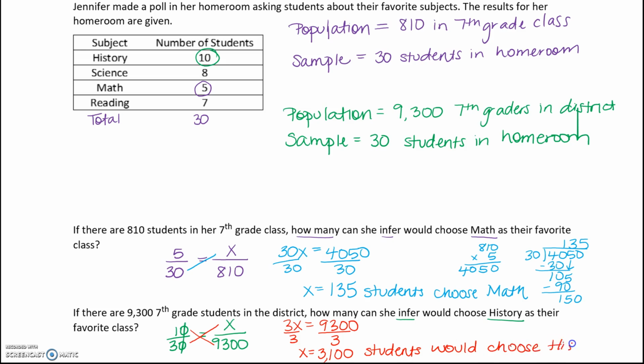So based on the preferences of our homeroom class, we can make an educated guess that 3,100 7th graders in the district would choose history as their favorite class.